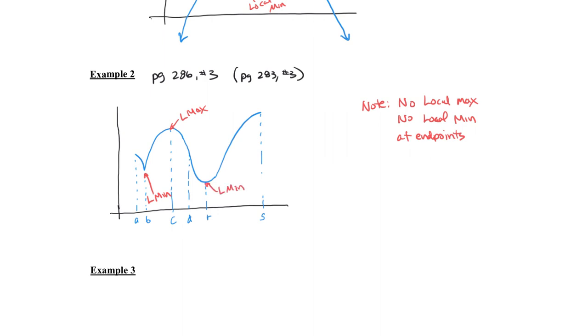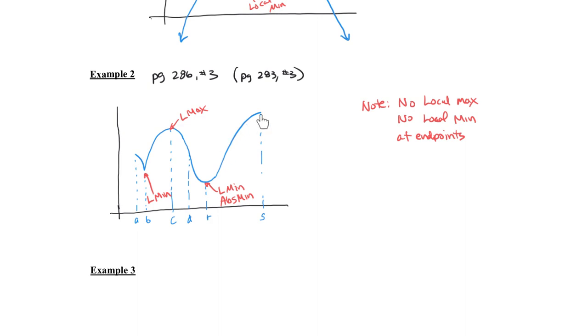Local min. But it's also got something else. It's also the absolute minimum. This is the lowest value that this function takes on over this domain from A to S, right? So it's not only a local minimum, it's also the absolute minimum. It's both local minimum and absolute minimum.